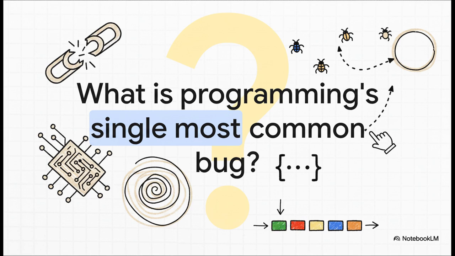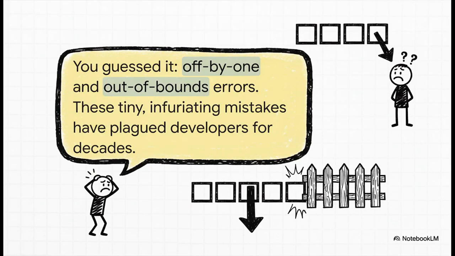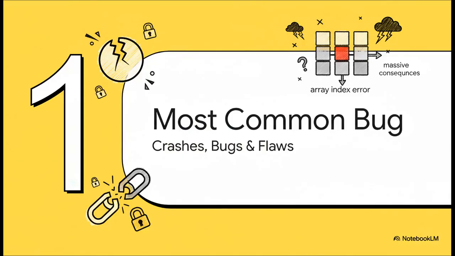It's not some crazy complex algorithm or a sophisticated data structure. Nope, it's something way, way more basic. Yep, you got it. It's those off by one and out of bounds errors. Those tiny, infuriating little mistakes that have been a plague on developers since the very beginning. And listen, these aren't just little annoyances. These errors are the secret culprits behind so many program crashes, wrong answers, and even some really serious security flaws.